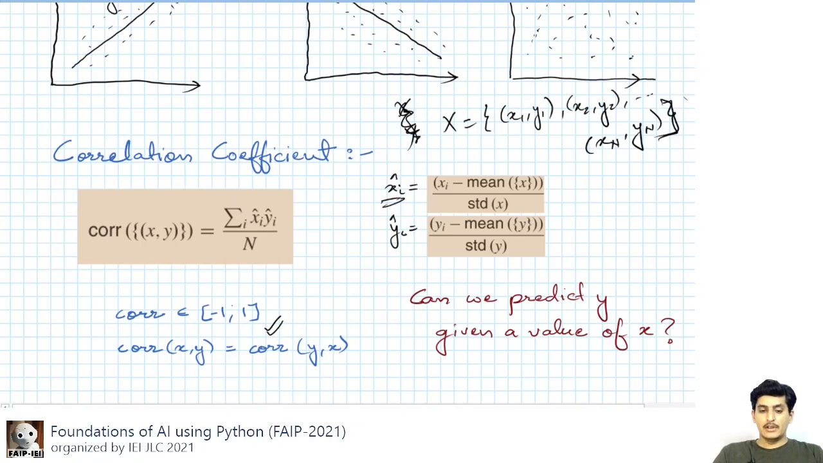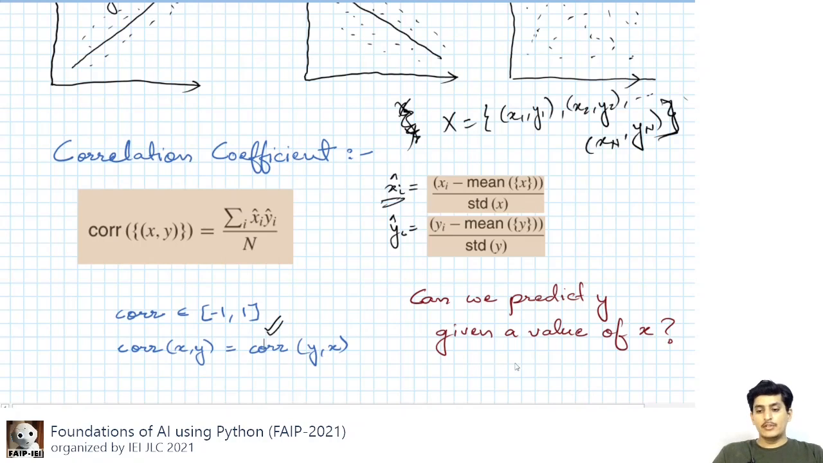As well as that, the correlation is independent of scale and translation. It is also independent of the order of data elements. So correlation of xy will be the same as correlation of yx. It doesn't depend upon the order of data parameters in a data set.